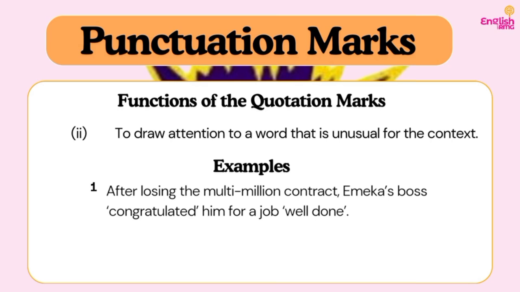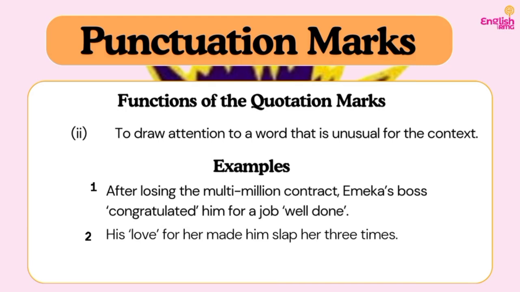Also, it does not mean that we are saying that Emeka has done a job well done. No. It would be a job badly done. But for some reasons, we are trying to be kind of subtle or kind of using an understatement in order not to sound too harsh towards Emeka. Do you understand? So example 2 we have, his "love" for her made him slap her 3 times.